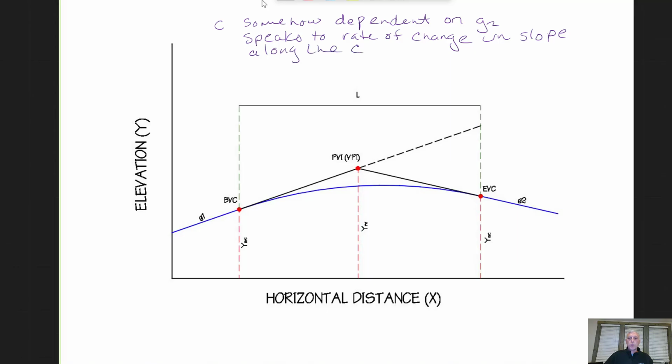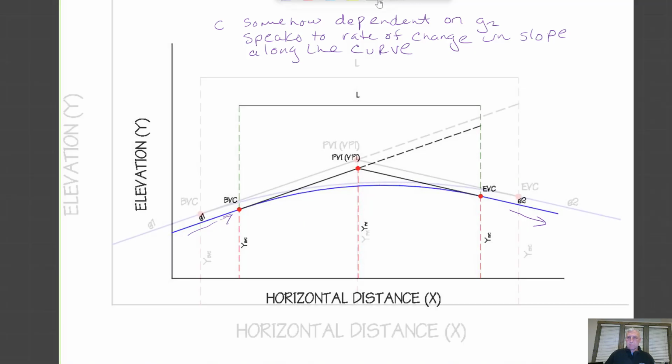And to visualize that, here we have our incoming tangent, and somehow that tangent has to change along the curve until we get to our outgoing tangent. So if you imagine a tangent line that's moving along the curve, and then it's there, and then it's there, C has built into it the rate of change of slope of the tangent line as it moves along the curve. All right. So let's look at what that C is.